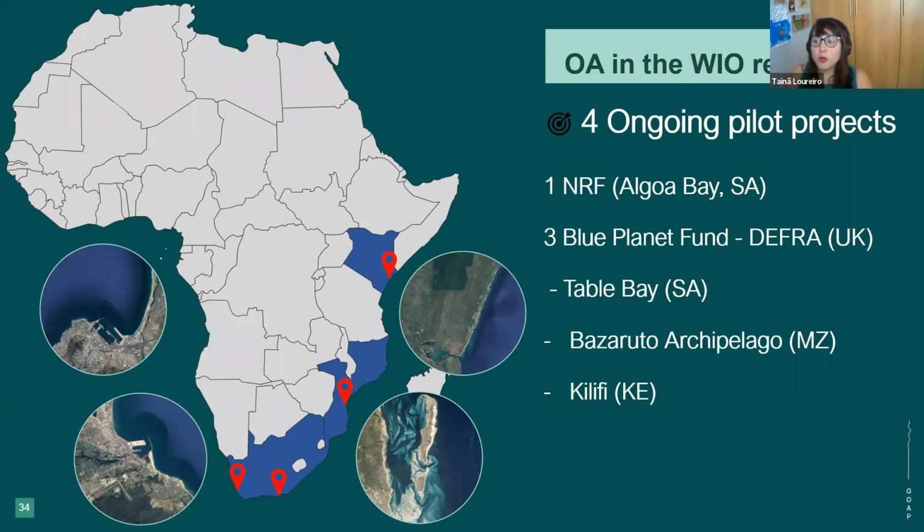We also have 3 other pilot projects that are supported by GOAP, the Global Ocean Accounts Partnership, through the Blue Planet Fund from the UK. One of these pilots is located in Table Bay here in Cape Town, another one is in Bazaruto Archipelago in Mozambique, and the third is in the Kilifi area in Kenya. For these pilots, we decided to start with marine ecosystem accounts as the initial accounts to be implemented, and we'll expand to different components such as fishery accounts, and here we want to include not only industrial fishery, but also small-scale fisheries, ocean economy satellite accounts, and pressure accounts. Our plans are to expand the coverage of this project funded by GOAP, and soon we will be starting other pilots in the region, so stay tuned.